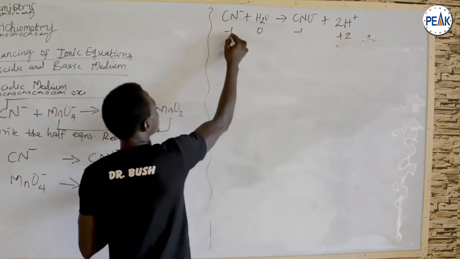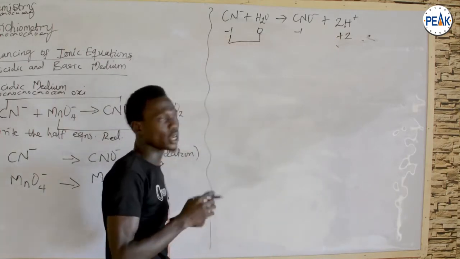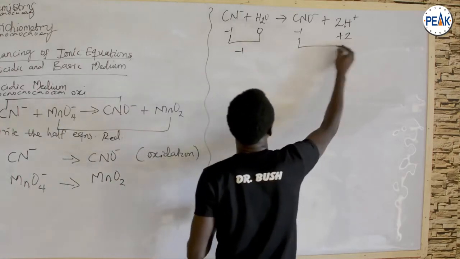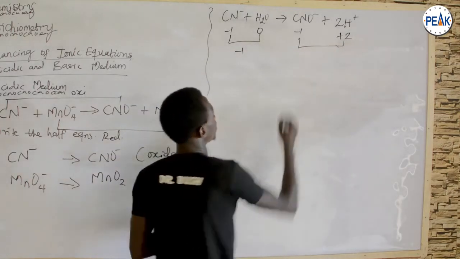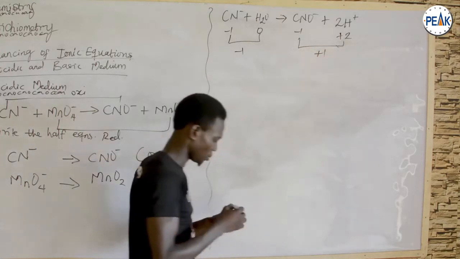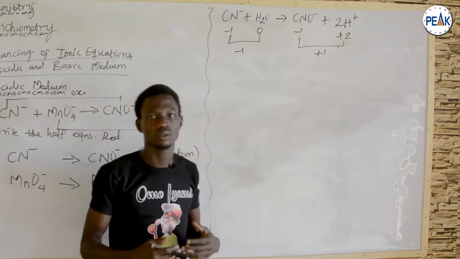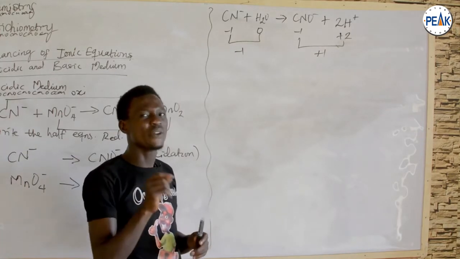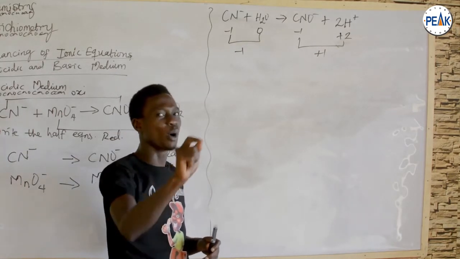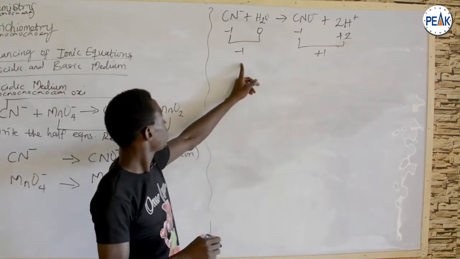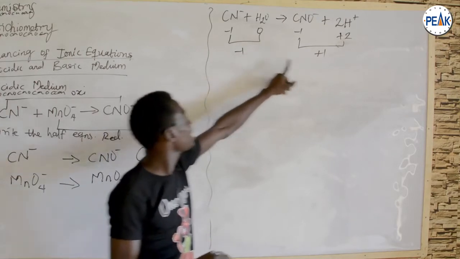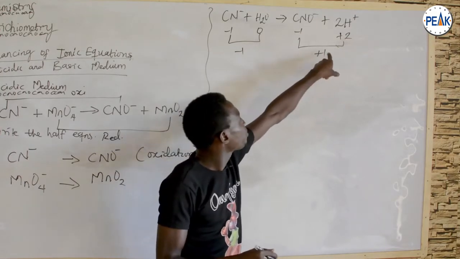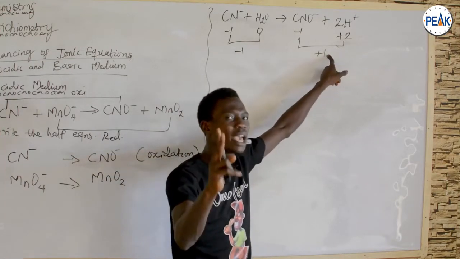Now, the net charge on the reactant side is -1, while the net charge on the product side is +1. How then do I balance the charge? You are going to remove electron from the side that is more positive. What do I mean? The net charge here is -1, while the net charge here is +1, which means the product side will have to lose 2 electrons.